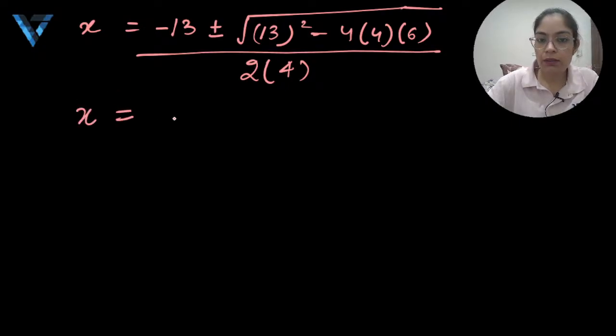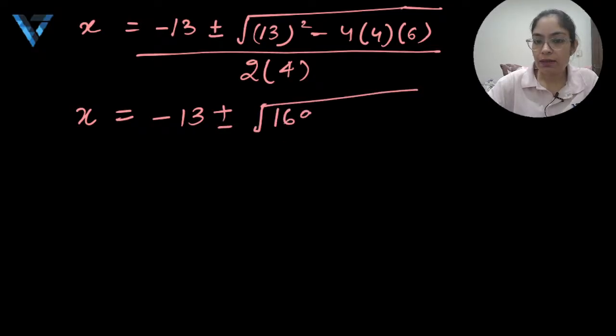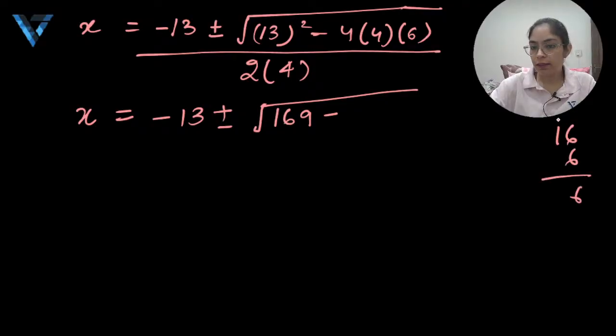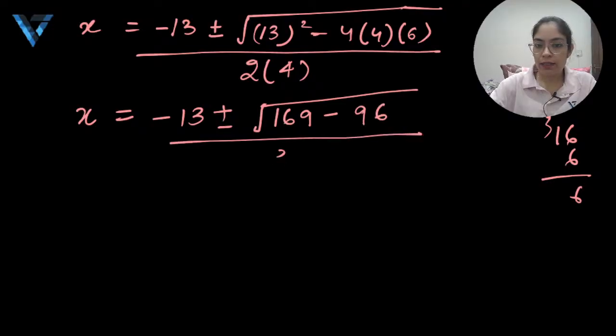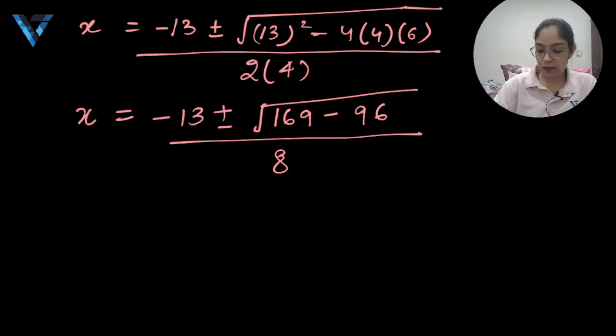So x is equal to minus 13 plus or minus the square root of 13 squared, which is 169, minus 4 into 4 into 6, which is 24. So 24 into 4 is 96, divided by 2 into 4, which is 8. I hope you are doing the calculations along with me. A lot of calculations are there, so do it along with me so that we can do the questions correctly.